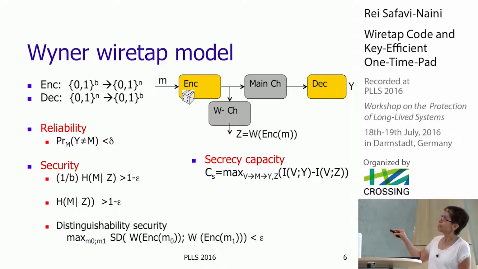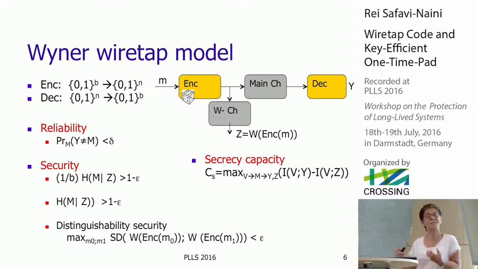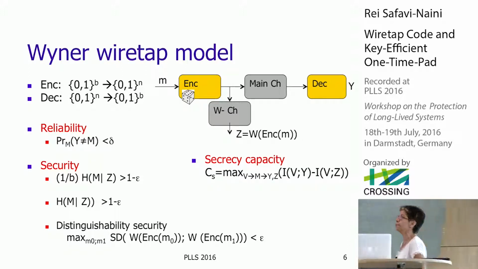For any channel, for any combination of noise, we can calculate this quantity. So for example, it becomes 0.1. So that's the secrecy capacity of this channel. And we would like for a code to achieve this secrecy capacity. That gives you the highest efficiency for the code.